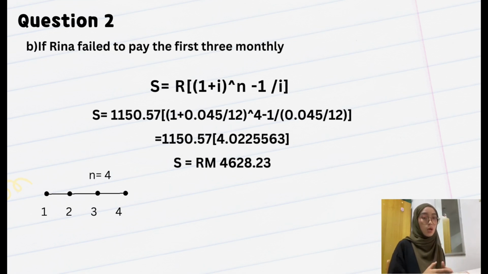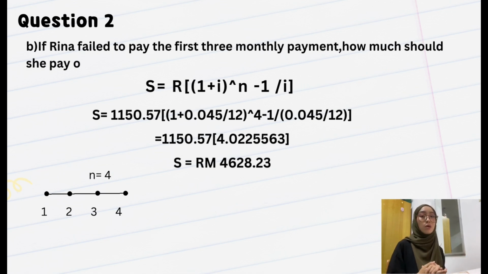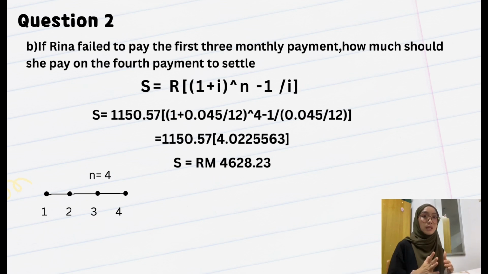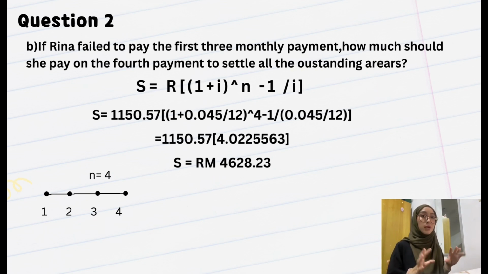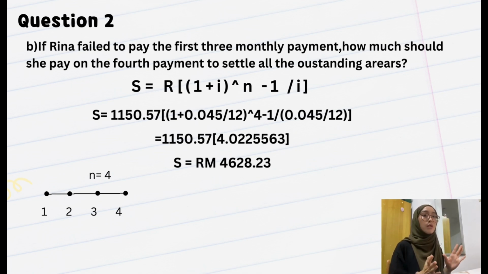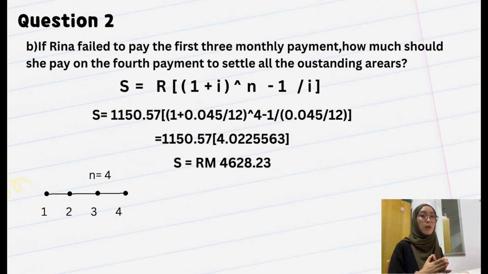For part B, to calculate how much Rina needs to pay on the fourth payment to settle all arrears, we use a different formula. We take her monthly payment of 1,150.57 and multiply it by a factor that accounts for the missed payment and accrued interest. This factor is calculated using the same monthly interest rate and the number of missed payments. After solving the equation, we determine that Rina needs to pay 4,628.23 Malaysian ringgit on the fourth payment to settle all outstanding arrears.